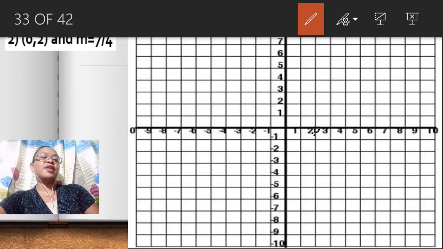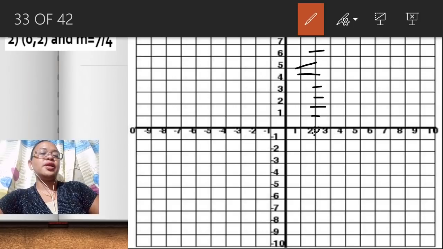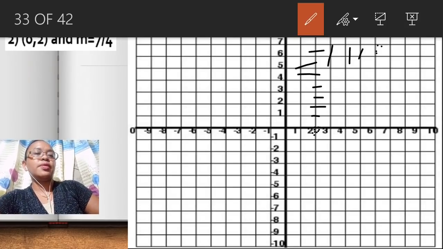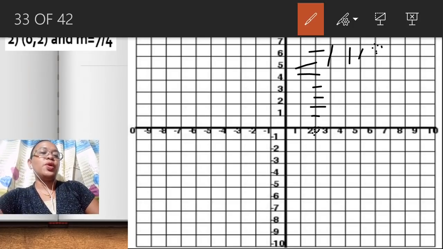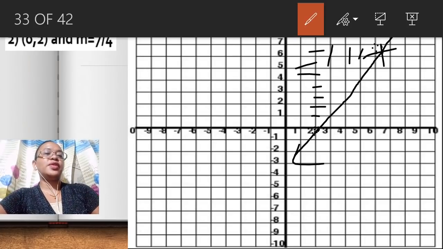And then you go up 7. So 1, 2, 3, 4, 5, 6, 7. So you go up here, and then it says you go to the right 4. So 1, 2, 3, 4. So your next point is this part here. So you have your first point here and the next point there. When you graph it, you will have it like that. So that is how you graph that line.